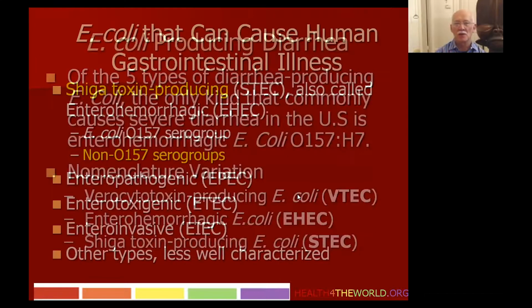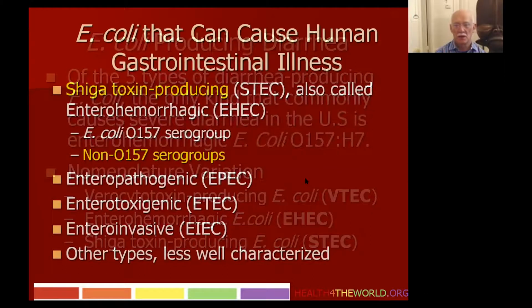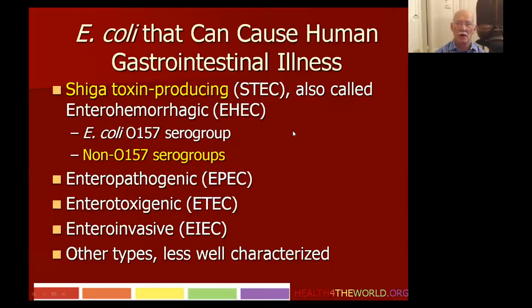E. coli that cause human gastrointestinal illness include the Shiga toxin-producing or enterohemorrhagic E. coli. There are also the enteropathogenic, which damage the wall of the intestine, enterotoxigenic, which have their effect by producing a toxin that stimulates more diarrhea, enteroinvasive E. coli, which penetrate the wall of the intestine and spread through the body, and other types that are less well characterized.